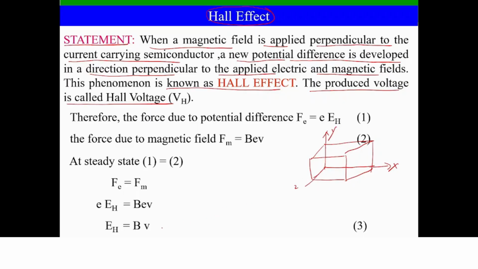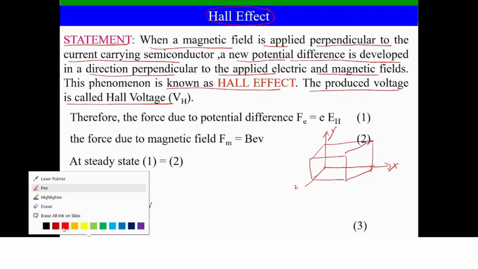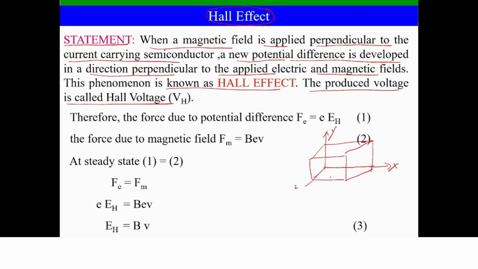Now according to the statement of the Hall effect, to this semiconductor I am going to apply an electric field along the X dimension. So on this semiconductor in this X dimension I am going to apply the electric field. Due to the applied electric field, I is the current passing through the semiconductor along the X dimension.